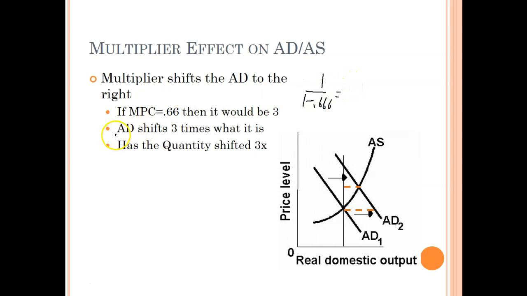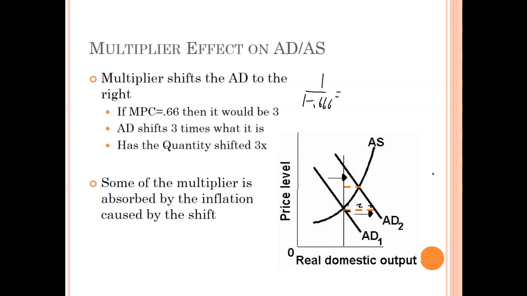So what this means is whatever the government does, or whatever change to spending happens, it's going to be multiplied 3 times over. So let's say the government increases spending by just one little dot. Well, you notice there's 1, 2, 3. Why? There's a multiplier of 3. So it shifts all the way over.